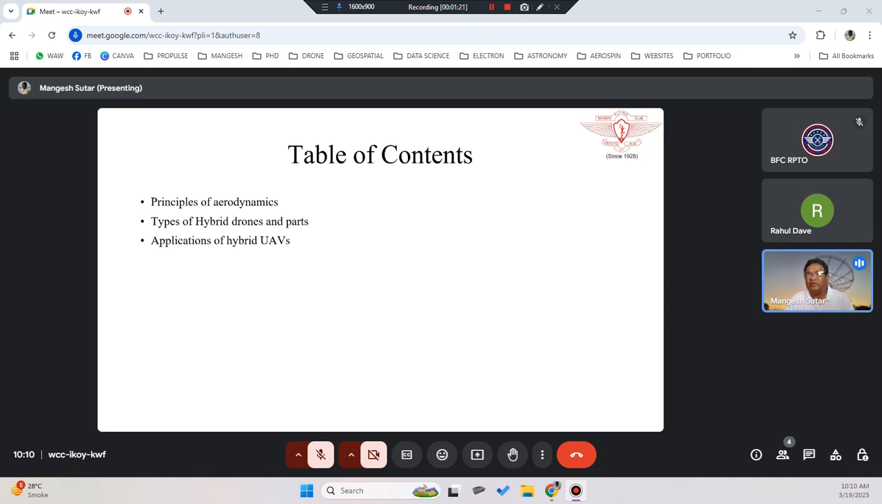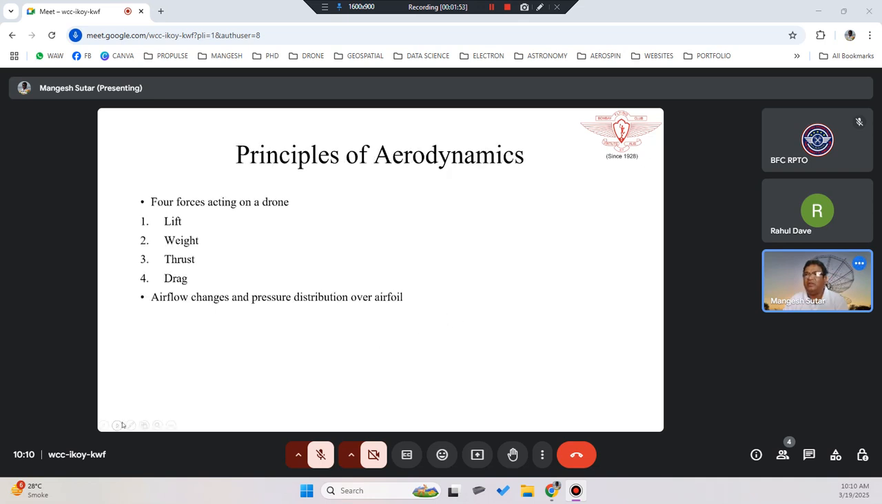Especially in supply or medical supply, these hybrid drones are very much used because of their capability of vertical takeoff and landing. From the perspective of the principles of aerodynamics, when it is in flight, it is basically flying like an aeroplane only. Whatever aerodynamics is applicable to the normal aeroplane, be it manned or unmanned, the same principles will apply here also. The principles of aerodynamics for hybrid are lift, weight, thrust, and drag.